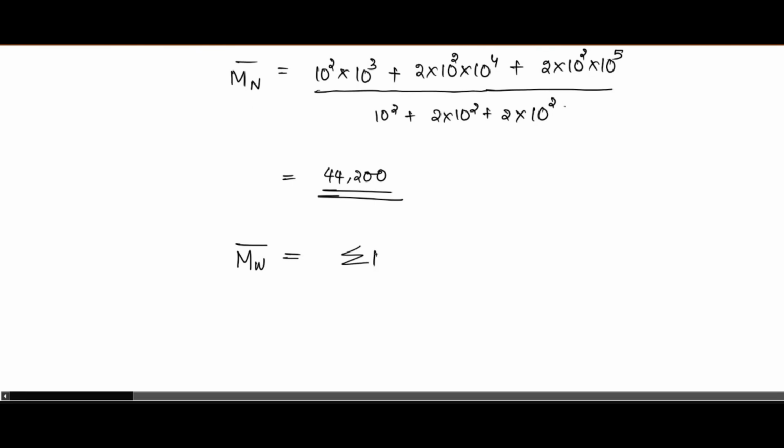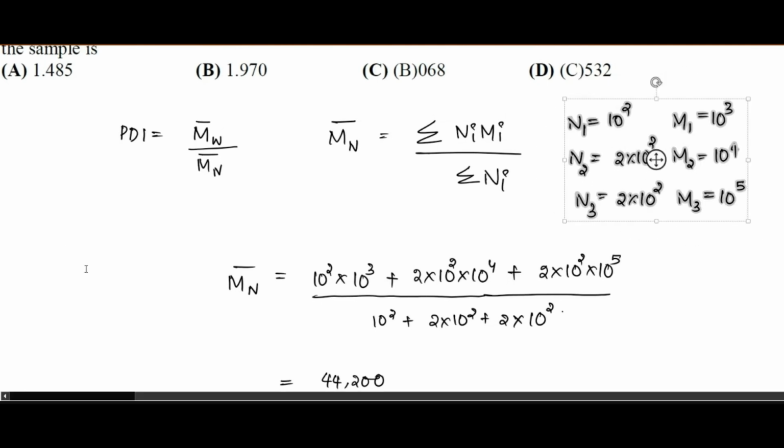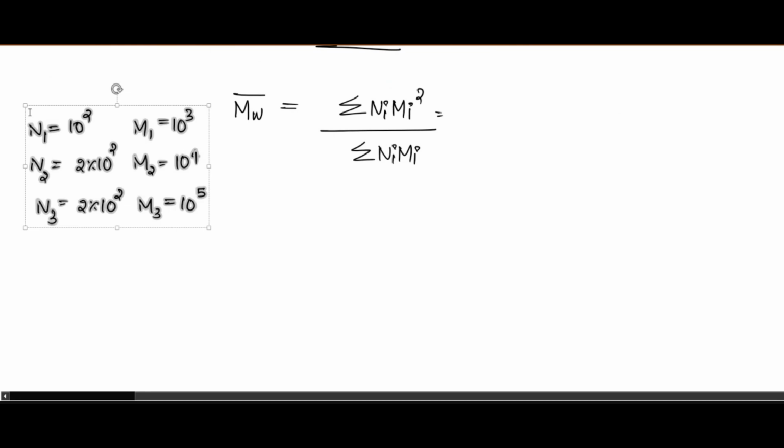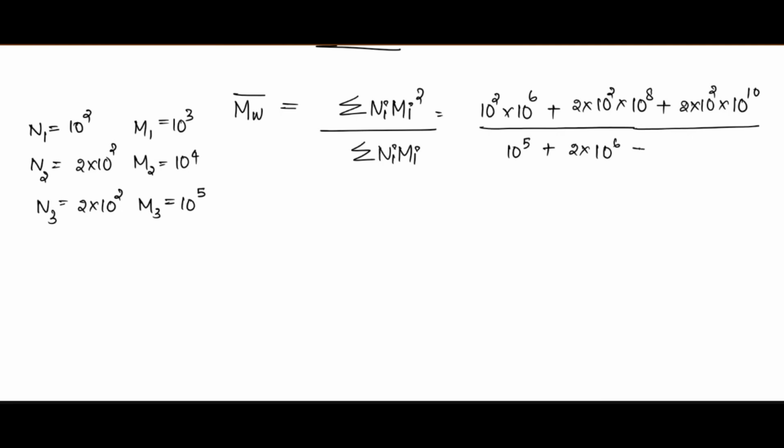And that is equal to summation of Ni Mi square divided by summation of Ni Mi. Ni is 10 square, and we have to square that, which is 10 to the power 6, plus the second one is 2 into 10 to the power 2 into 10 to the power 8, plus 2 into 10 to the power 2 into 10 to the power 10. The whole divided by Ni Mi, which I have written there: 10 to the power 5 plus 2 into 10 to the power 6 plus 2 into 10 to the power 7. Solve this.